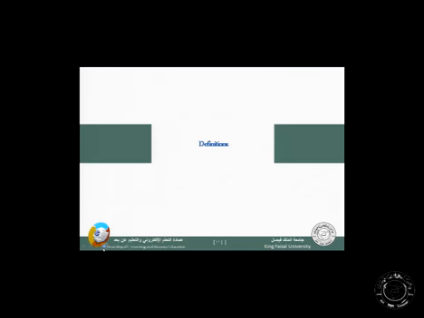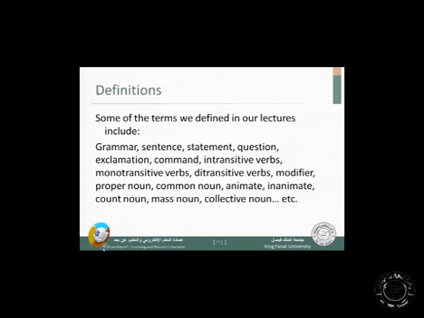Also, there are parts in each lecture that are frequent throughout the whole lectures. In each lecture you will see definitions, examples, rules, and classifications. Each of these elements will be included in the exam, and you might be asked about them. In the case of definitions, here are some definitions we covered in our lectures, like grammar. We defined grammar. We defined sentence. What is a sentence? We talked about the types of sentences and defined each type. So we defined statement, question, exclamation, command.